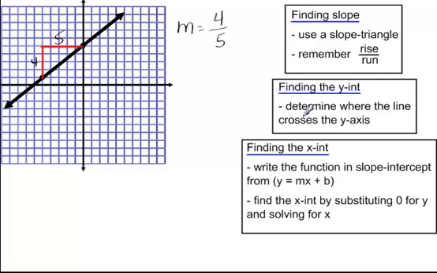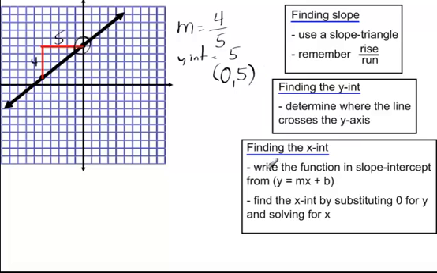Finding the y-intercept. We're going to determine where the line crosses the y-axis. Well, here's my line, and it crosses my y-axis right there. So that's up 5. So my y-intercept is 5. Or if I put it into ordered pair form, we know the x would be 0, and then the y is 5.